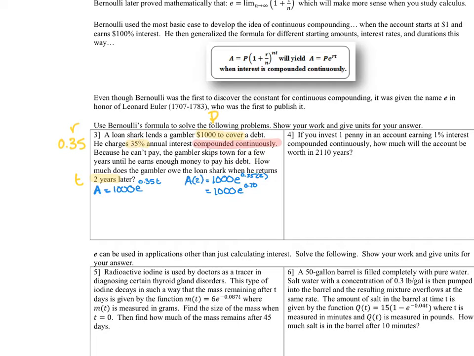When I plug this into my calculator, I get 2013.75. I actually get a much longer decimal than this, but since we're dealing with money, remember, we're only rounding to the second decimal place. So that's all you need to do. Once you have the equation, you plug in your time, and you're good. The last thing we need to do is write a sentence, because it is a story problem. So the gambler owes $2,013.75 after 2 years. So there we are.